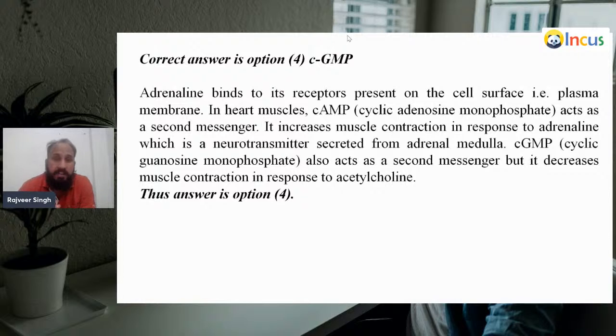Because here adrenaline binds to its receptor present on the cell surface, that is, the plasma membrane in heart muscles. Cyclic AMP, cyclic adenosine monophosphate, acts as a second messenger. It increases muscle contraction in response to adrenaline, a neurotransmitter secreted from the adrenal medulla. Cyclic GMP, cyclic guanosine monophosphate, also acts as a second messenger, but it decreases muscle contraction in response to acetylcholine. So the answer will be the fourth.